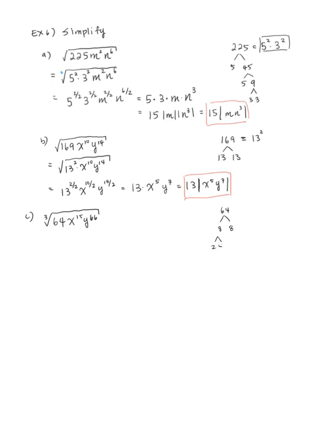Is that right? 2 and a 4, 2 and a 4, 2, 2, 2, 2. How many 2's do we have? We have 1, 2, 3, 4, 5, and a 6. So it's 2 to the 6.